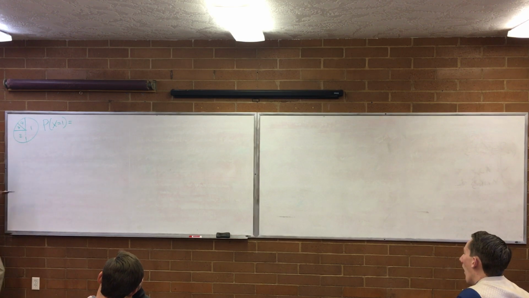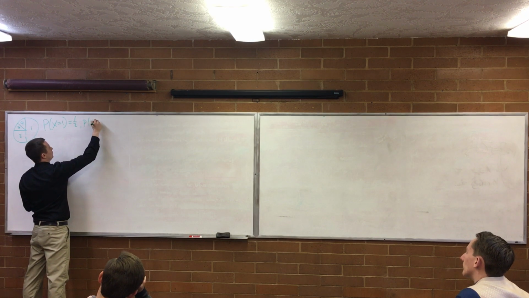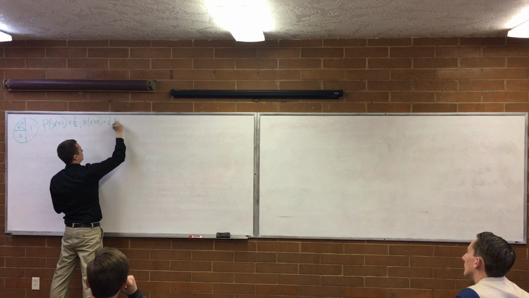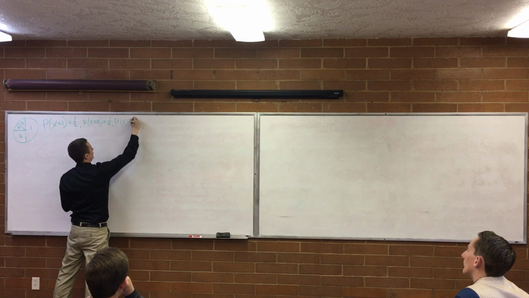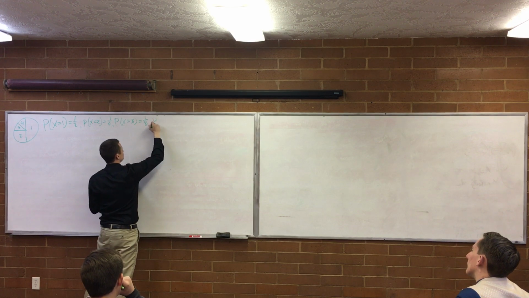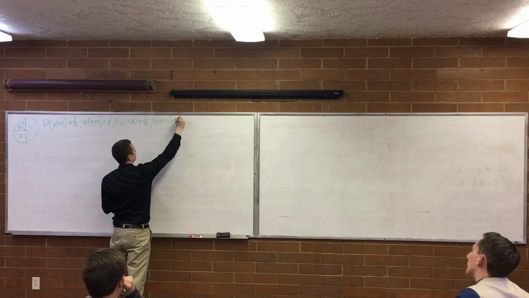Just based off of the picture. 1/2, right? And the probability that x is equal to 2, 1/4. The probability that x is equal to 3 is 1/8, and the probability that x is equal to 4 is 1/8.